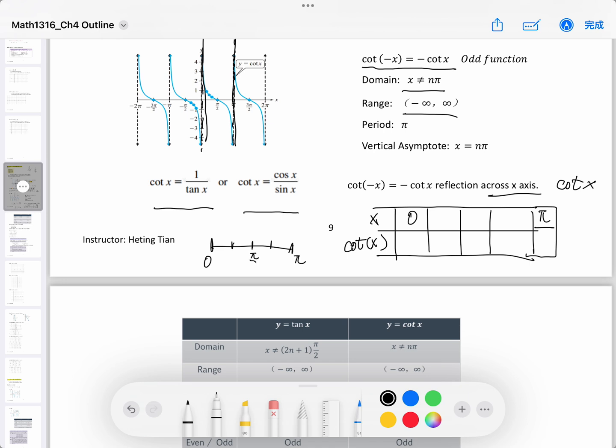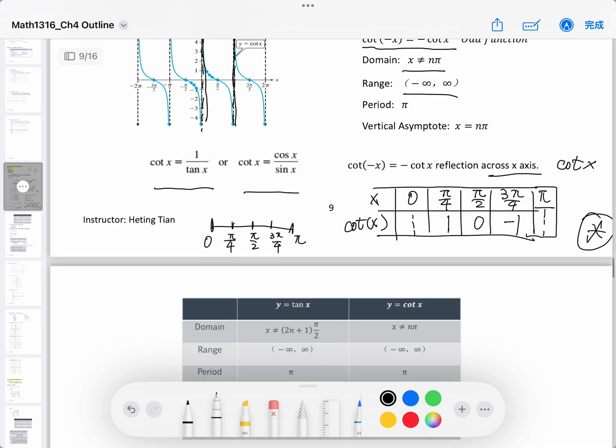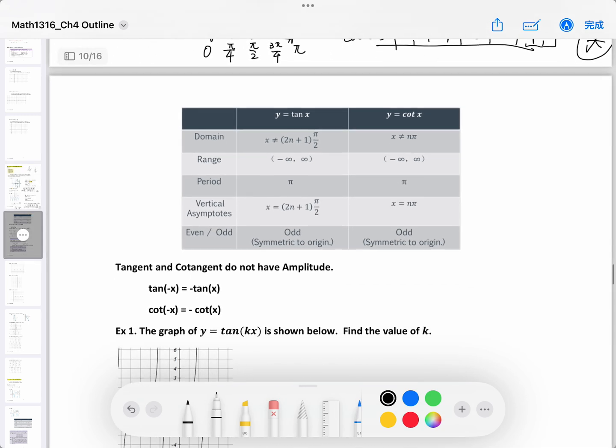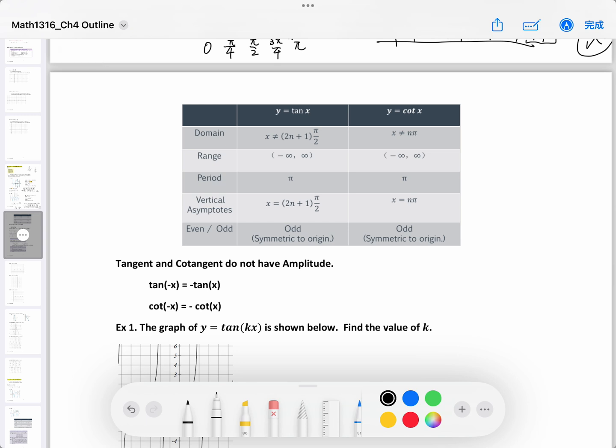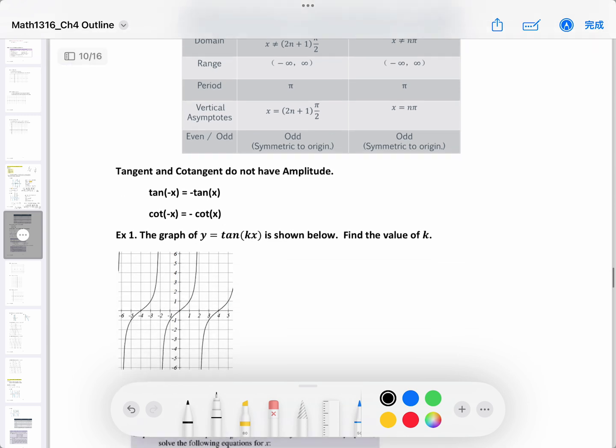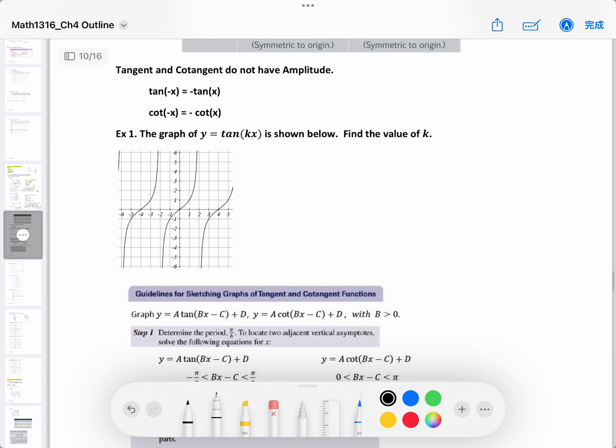This is half pi. Now this is pi over 4. This is 3 pi over 4. Okay, pi over 4, half pi, 3 pi over 4. And the values at the vertical asymptotes: 1, 0, negative 1. So let's memorize this table. Here is a conclusion of the cotangent and tangent. I'm not going to repeat this part. And they are all the functions.